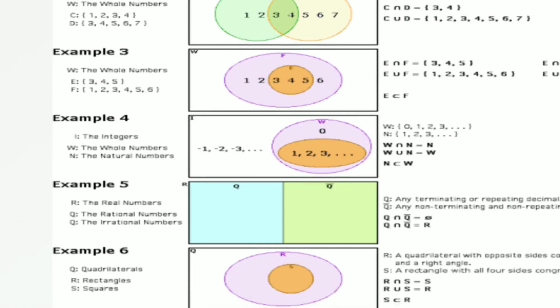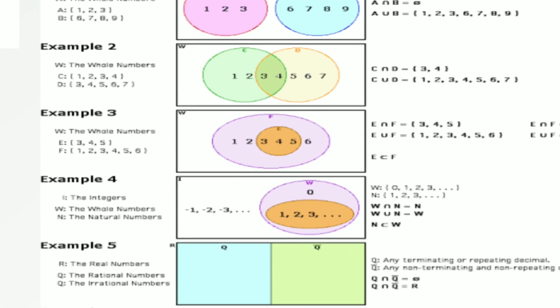For example 3, W is again a whole number, or we can call it a universal set. Here two sets are being given, E and F. Here the same procedure we are going to solve: E intersection F and E union F.